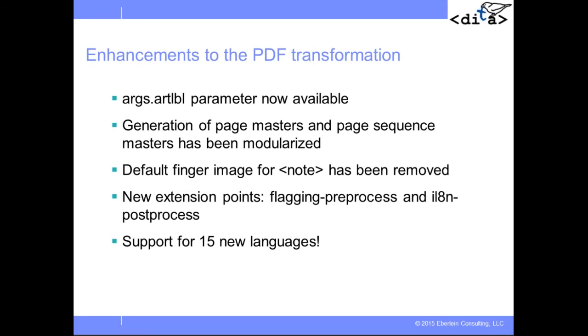Also, some changes, some small, some bigger, to the PDF transformation. Support for 15 new languages, thanks to Robert. Some new extension points. A very minor detail, but some of you will appreciate that the rather offensive pointing finger icon is no longer in there by default. And the parameter that previously had only let people turn on the names of artwork files in HTML output is now supported in PDF also.